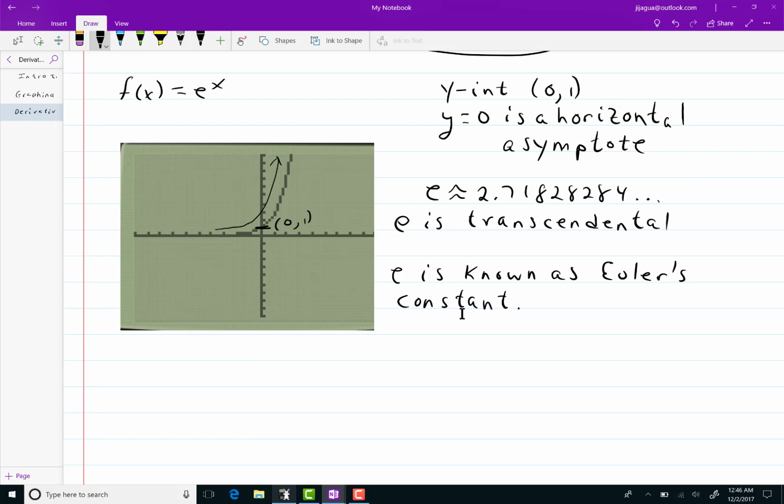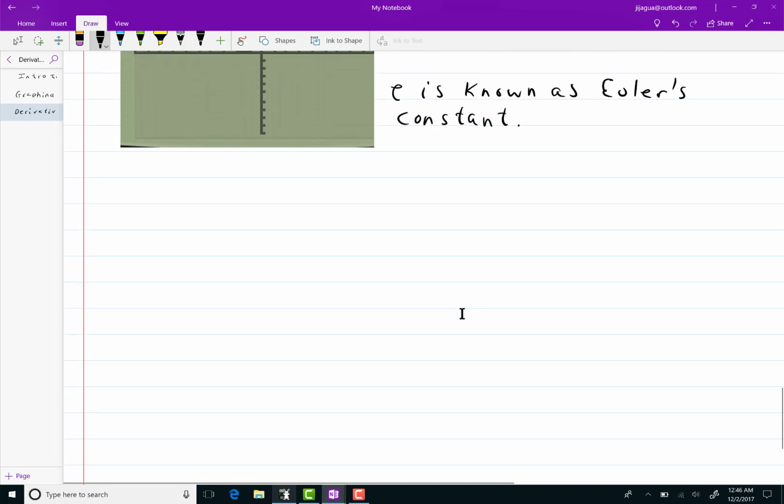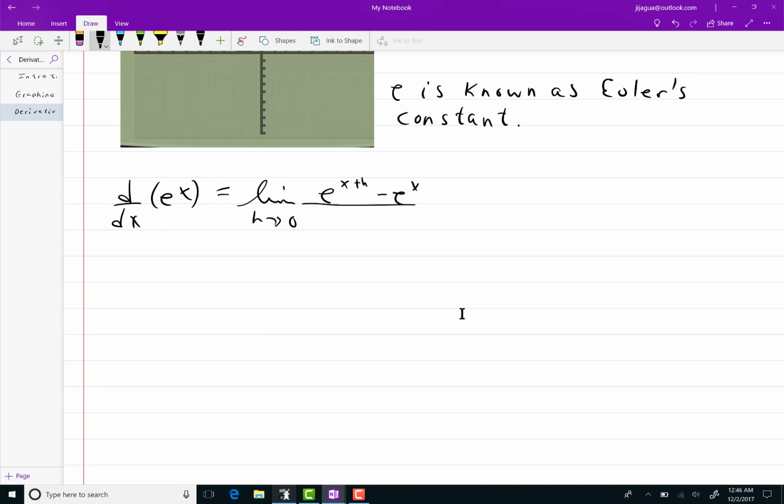E is as important to the financial services industry as pi is to anybody building something, any kind of engineering. So anyways, what is the derivative of that thing? This turns out to be somewhat complicated. We do the limit as h goes to 0 of e to the x plus h minus e to the x, all over h.